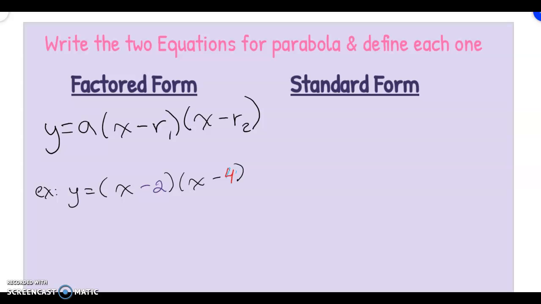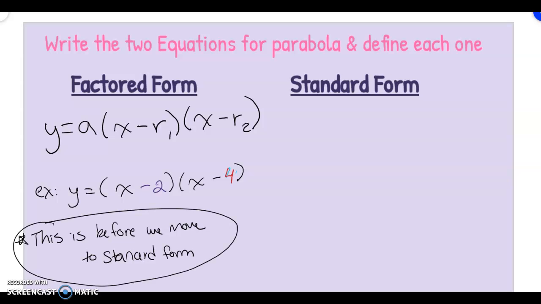So if I have the factored form, this is what it would look like in a real life situation. This is before we move to standard form. This is what this step looks like. It's right before we have standard form. Now remember, our standard form now is y equals ax squared plus bx plus c.